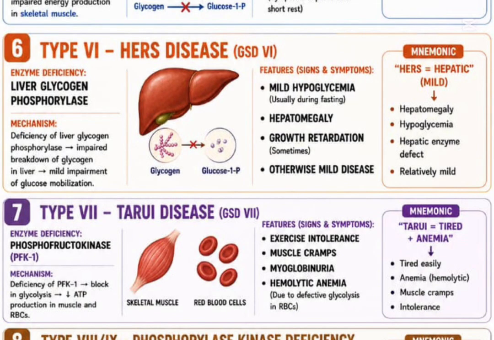You get it now. Type 7, you have the Tarui disease. Tarui disease is type 7. In Tarui disease, what happens? There will be deficiency in what? Phosphofructokinase 1. Phosphofructokinase 1 is important in converting what? Fructose-6-phosphate to fructose-1,6-bisphosphate. So absence of phosphofructokinase 1, which is a rate limiting enzyme, will prevent the formation of fructose-1,6-bisphosphate.